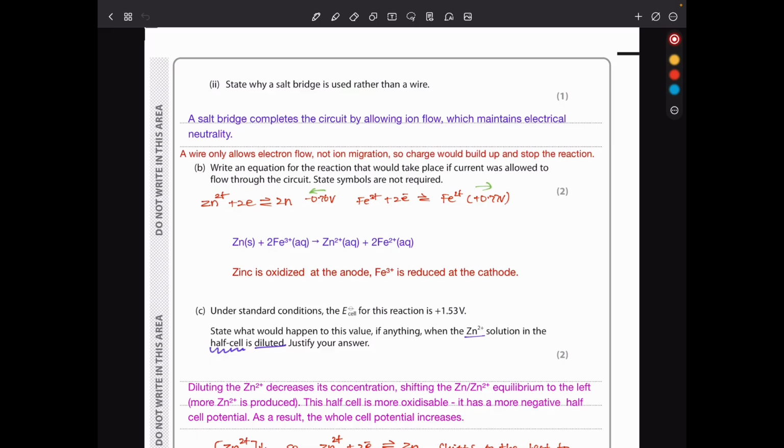Like I said already, this has the more negative value, so it's going to be to the left, and that is going to be to the right. So to balance, this is going to go in that direction, receiving electrons, and this is going to be reversed. So zinc, which is a solid, is going to react with iron 3, and then we get iron 2 plus zinc ions as the product. Zinc is a solid. This is aqueous, aqueous, and then aqueous. So that is the final equation.